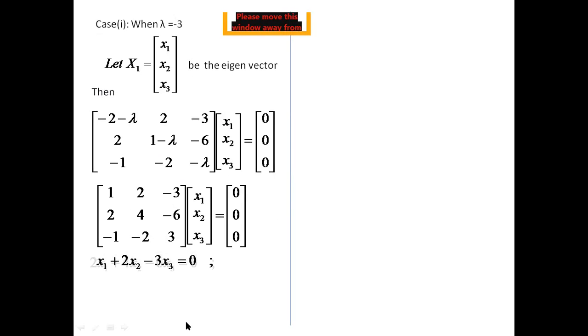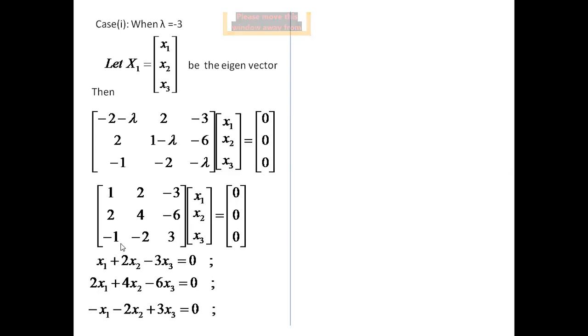If you expand it, we get 3 equations here. But here the interesting thing is, x1 plus 2x2 minus 3x3 is the first equation. Second equation is 2x1 plus 4x2 minus 6x3 is equal to 0. This is nothing but a multiple of the first one. If you multiply the first equation by 2, we get it. And again, if you multiply this one by minus 1, we get this equation. So only one independent equation is there. Here, these two are dependent equations. We need at least two independent equations to solve it.